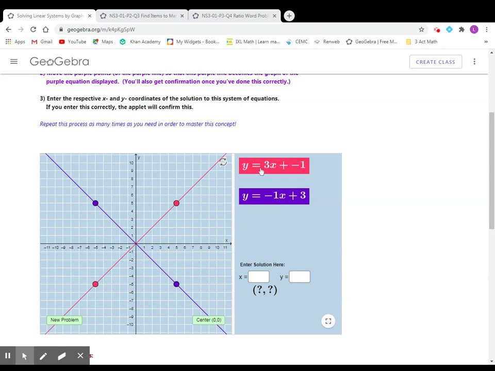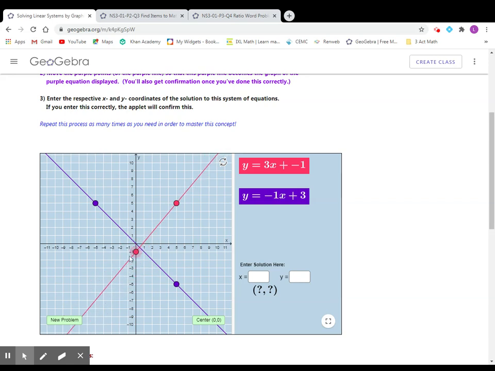So let's say that this first equation here that I need to graph is y equals 3x minus 1, or plus negative 1. What I'm going to do for the pink line is go to negative 1 on the y-axis, graph there, put the point right there, and my slope is 3. So that means I go up 1, 2, 3 over 1. Good. The pink graph is correct.